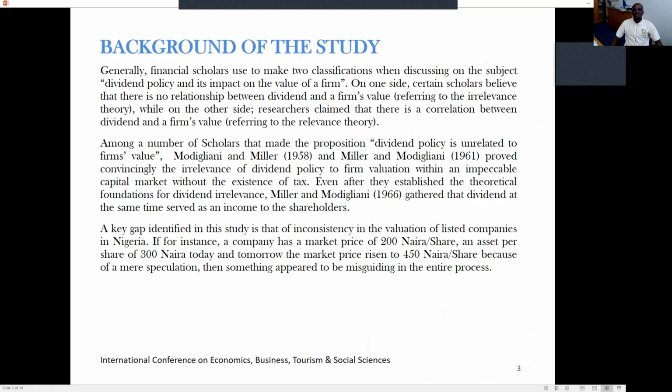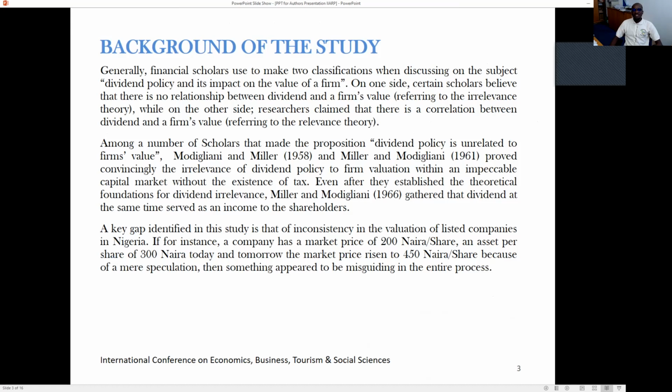Background of the study. Generally, financial scholars make two classifications when discussing the subject matter of dividend policy and its impact on the value of a firm. On one side, certain scholars believe that there is no relationship between dividend and a firm's value. This is referred to as the irrelevance theory. On the other hand, researchers claim that there is a correlation between dividends and a firm's value. This is referred to as the relevance theory of dividend policy.